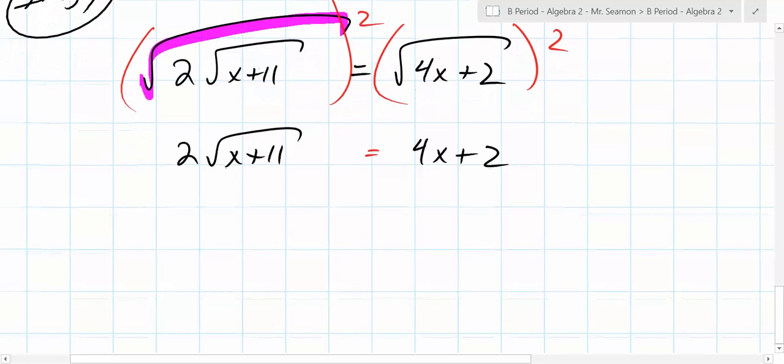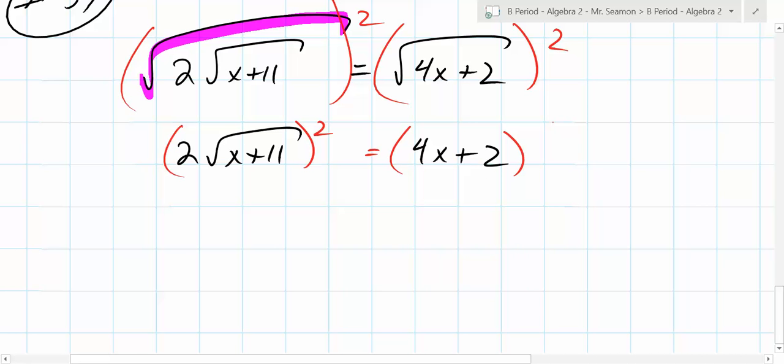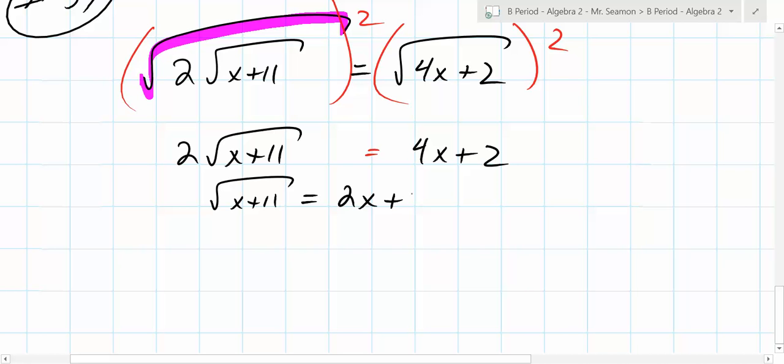Now are we pretty much back to where we have been before? Yeah, what could you do to both sides right now? You could divide by 2. Dividing by 2 is nice here because everything is even, right? So if we divide by 2, what do you end up with? The square root of x plus 11 equals what? 2x plus 1. When you can do that, do it.